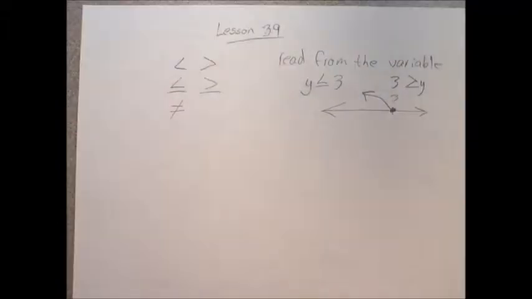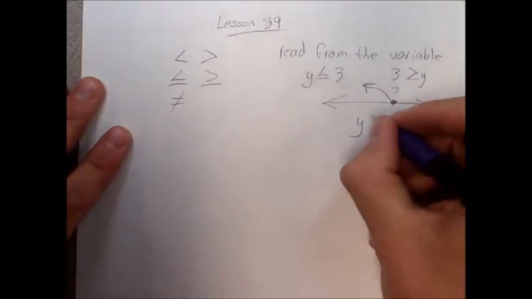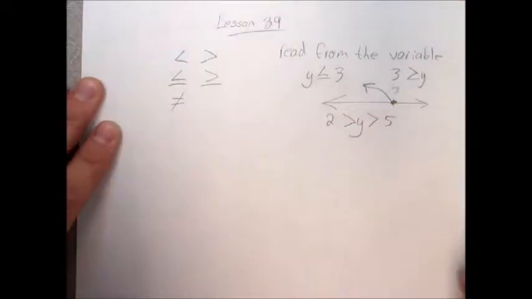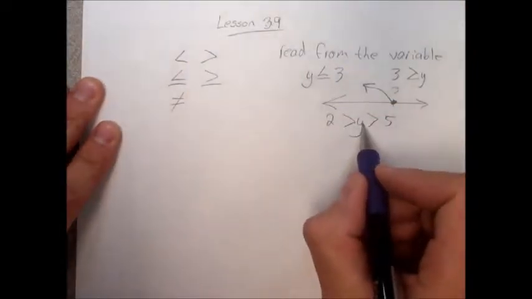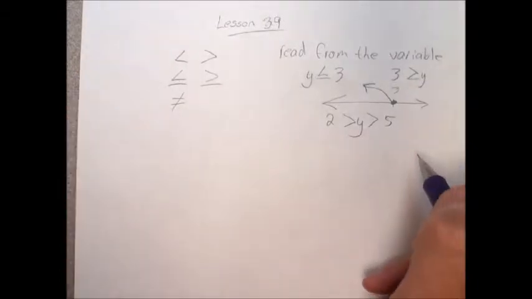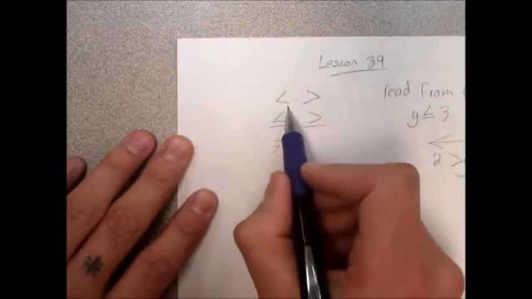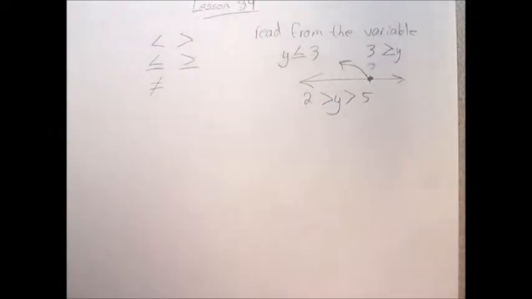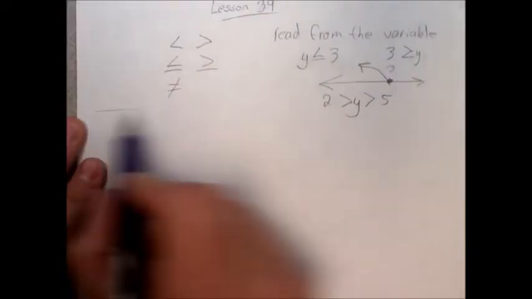When you see compound inequalities is when you see it most of the time. So if I had y is greater than 5 but less than 2, I'm always reading from the variable. So y is less than 2, y is greater than 5. Even though I tell you less than is this symbol, you've got to always read from the variable. Okay, any questions there?